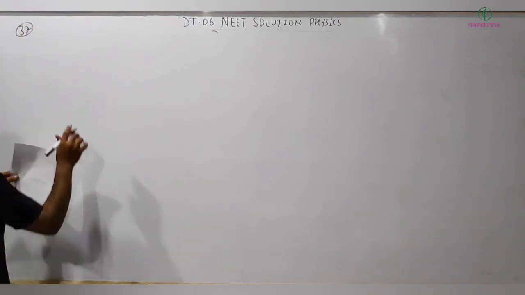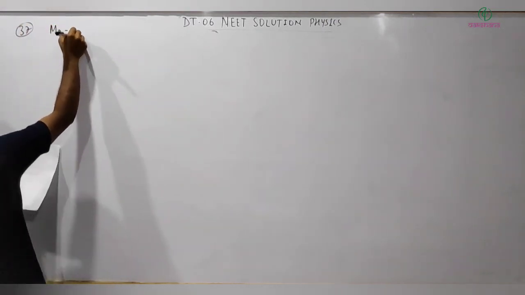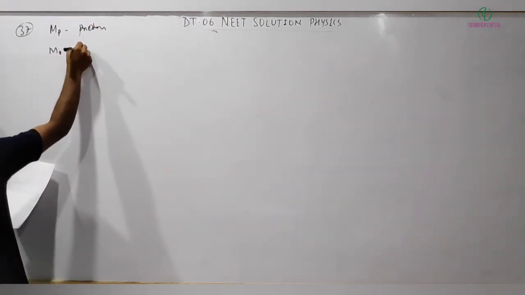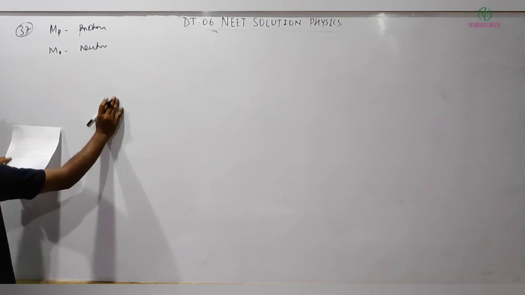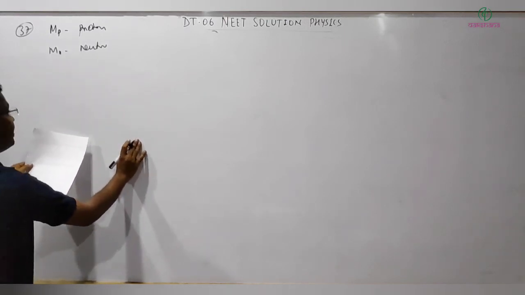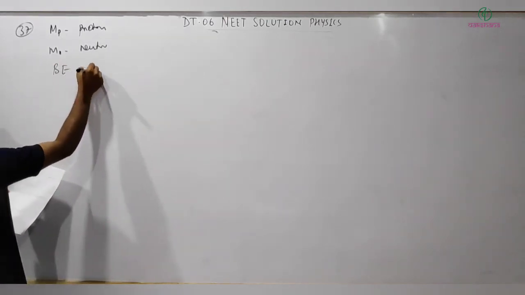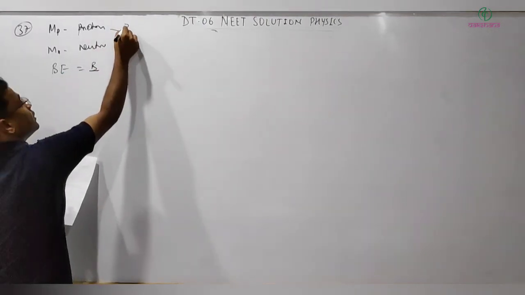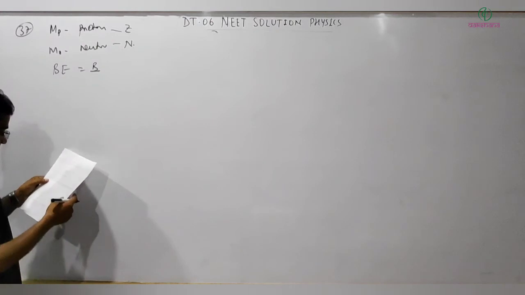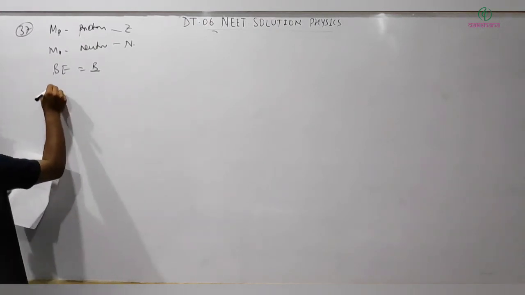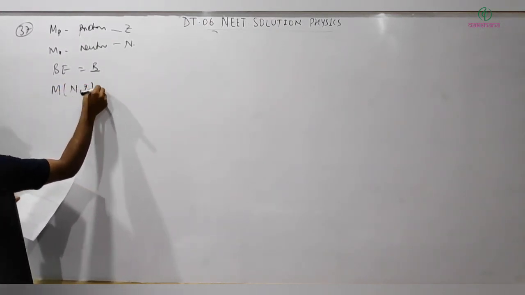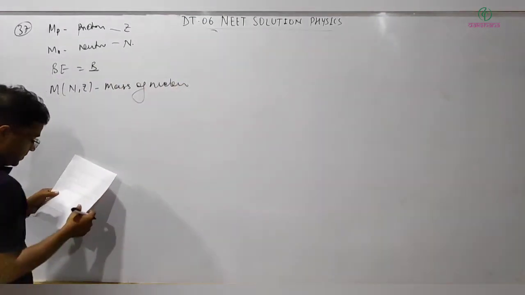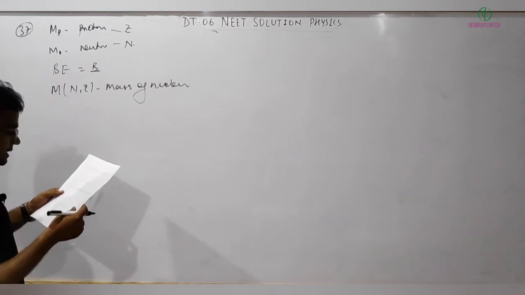So Mp is the mass of the proton, Mn is the mass of the neutron, and we are given a nucleus with binding energy B, containing Z protons and N neutrons. The mass of the nucleus is M(N,Z), and C is the speed of light.